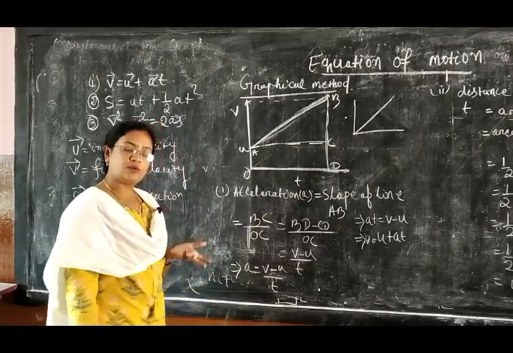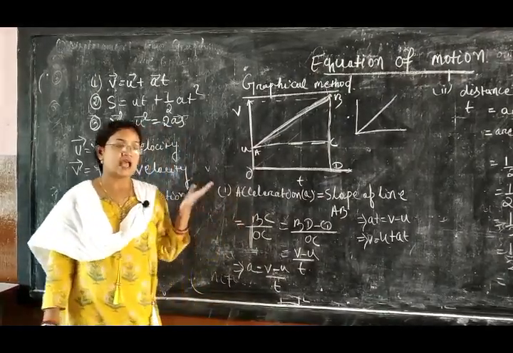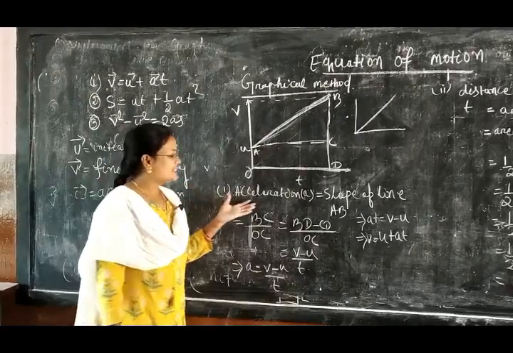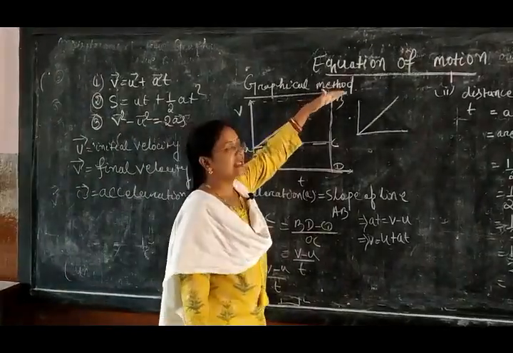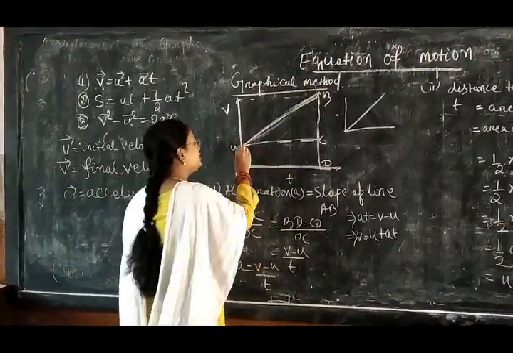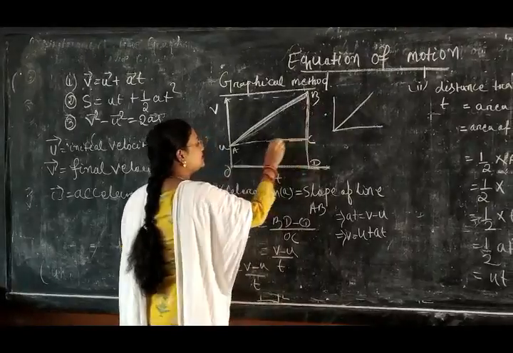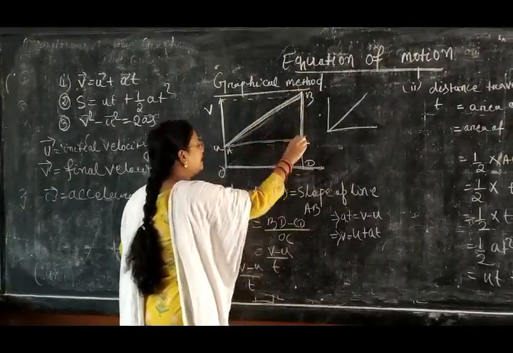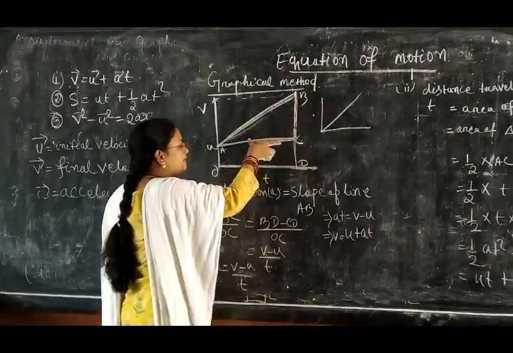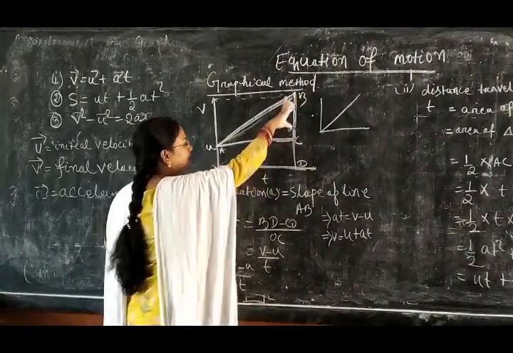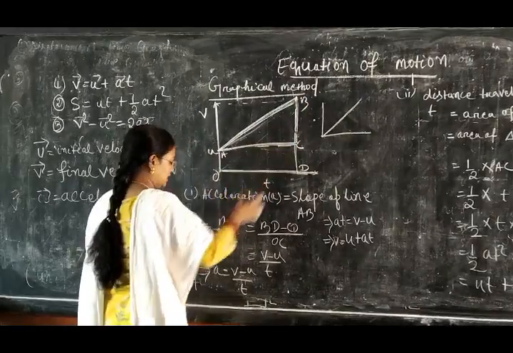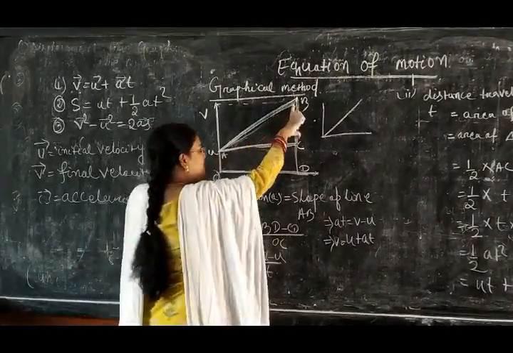And how will we calculate the acceleration? Already I have discussed, acceleration is the slope of the velocity-time graph. So acceleration is the slope of the line AB. How will we calculate the slope of the line AB? This is a right angle triangle. This one is the perpendicular, this one is your base. Perpendicular by base. So the perpendicular is BC, so BC by OC.